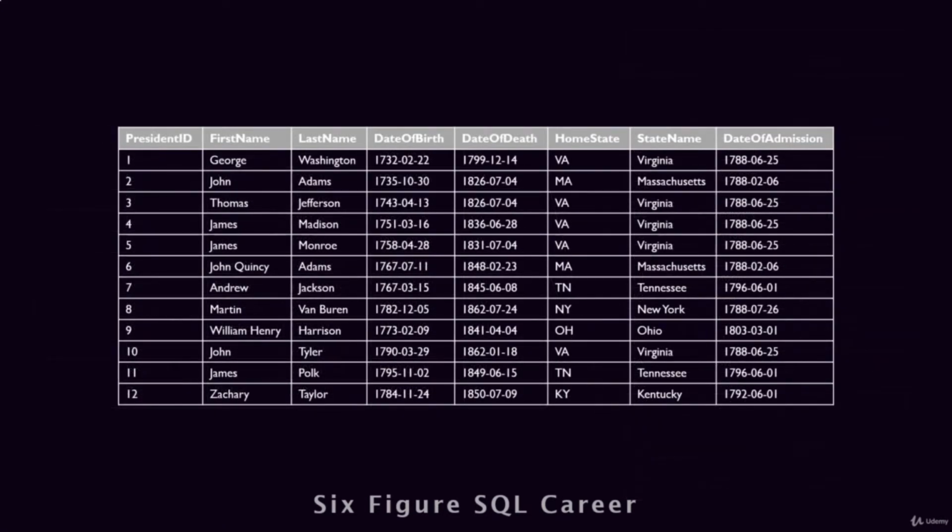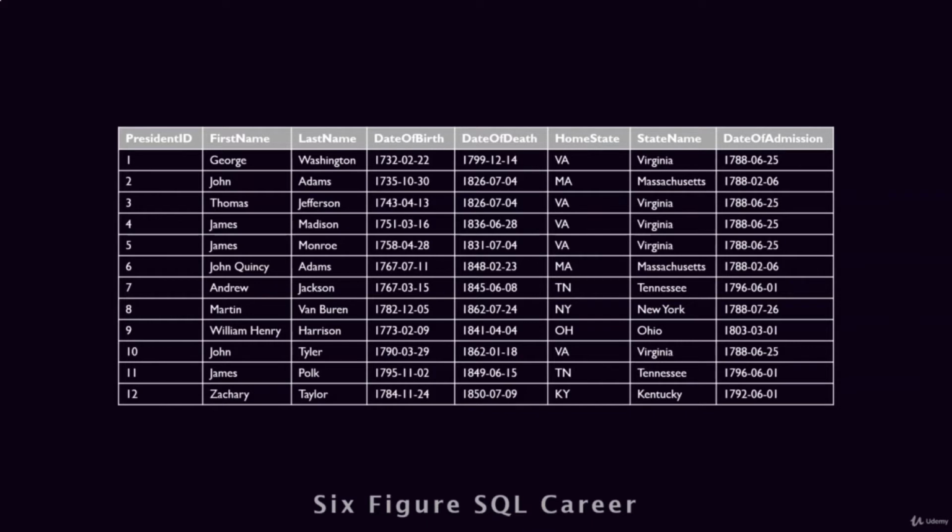Now here's an example of a denormalized design. What I've done here is I've taken my query from before and copied all my columns from the states table into my precedence table. So with my home state, in addition to the home state column that I had before, I now also have my state name and my date of admission in my precedence table.